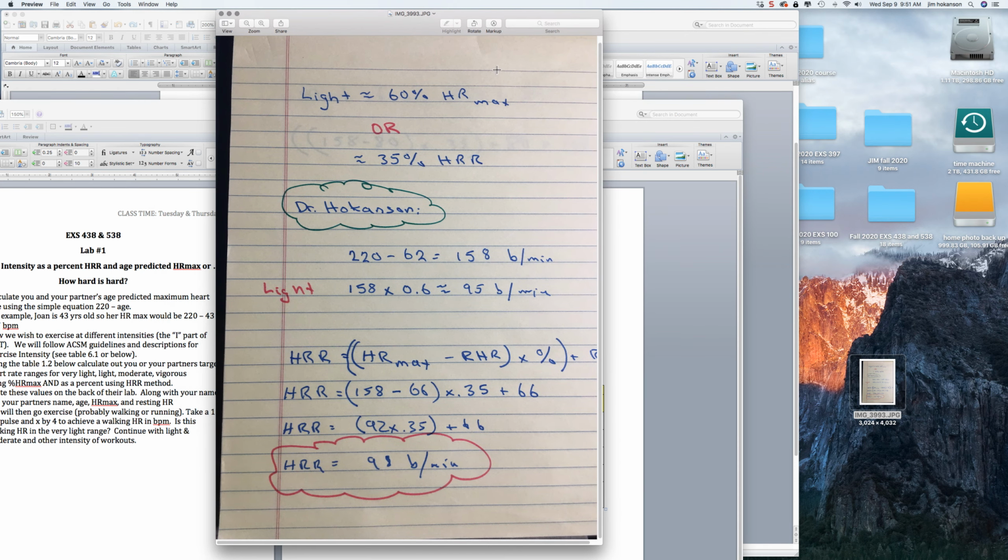So these were notes. If I want to work out at light exercise, according to the table out of chapter 6, the middle of that range is about 60% of heart rate max. So if I want to work out light, I'm 62 years old, so 220 minus 62, my max heart rate is 158. 158 times 0.6, so my heart rate should be about 95 beats per minute.